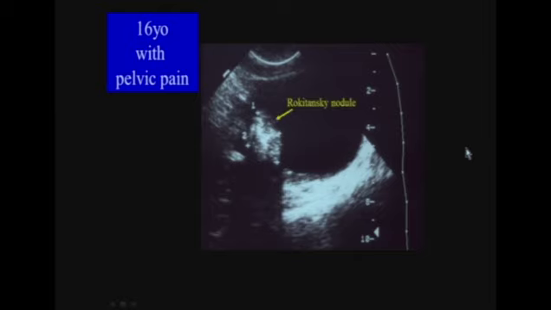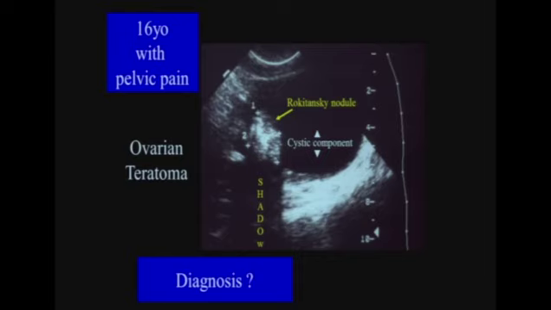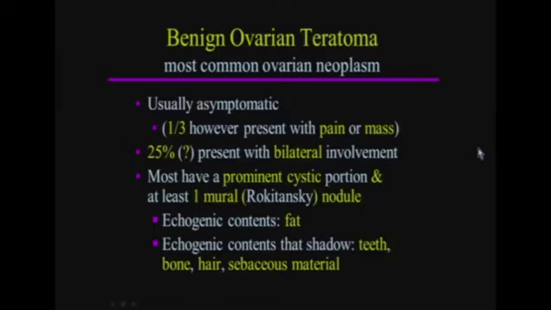16-year-old. The echogenic area with shadowing was a Rokitansky nodule. The cystic area seen was the cystic component of a dermoid, and one can see that the Rokitansky nodule, which has calcification in it, shadows. The diagnosis, again, ovarian teratoma. It's pretty classic ovarian teratoma.